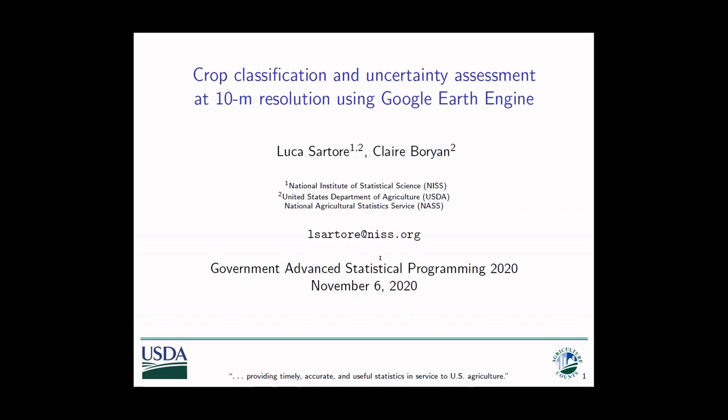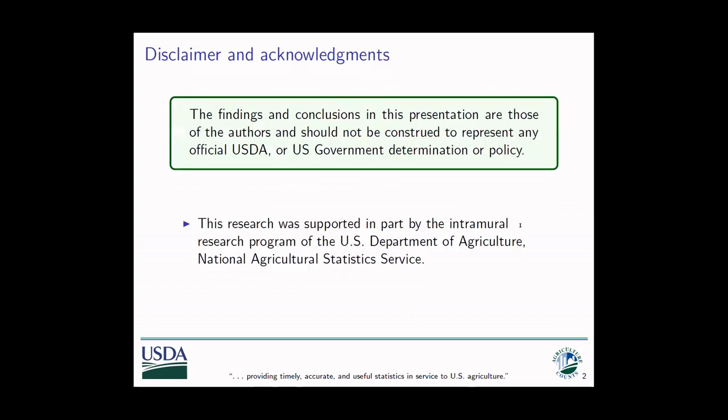Today I'm going to present a crop classification program that we have developed to eventually get a map of the country, with uncertainties. All this process is performed in Google Earth Engine, which is a cloud-based platform where we can do spatial analysis and produce these maps. Next, please. Here I have a disclaimer. Next, please.